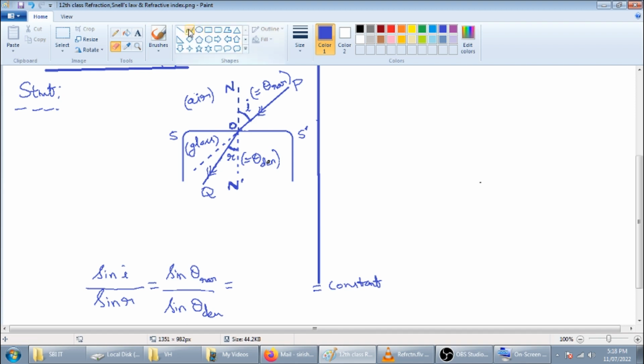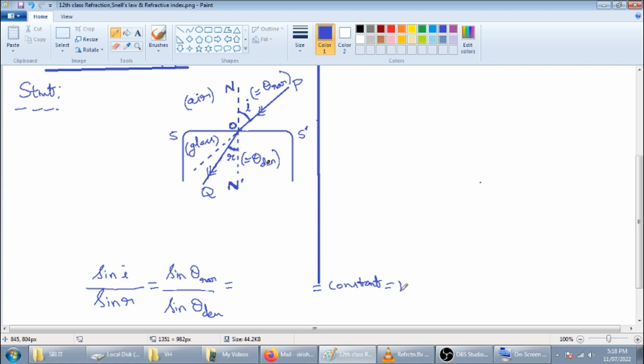Now this constant, for example, this constant value exactly for glass, if you take the rarer medium as vacuum or air, for glass this constant value is found to be 1.5. Always for glass, if the rarer medium is taken as air or vacuum, it will always be 1.5 only.